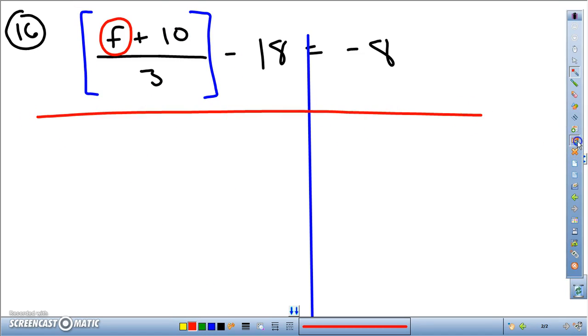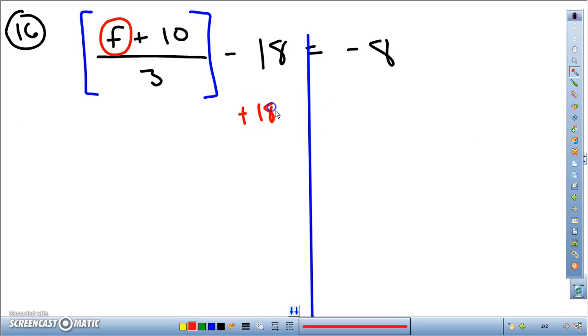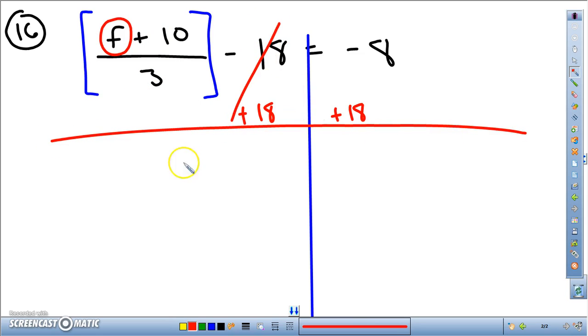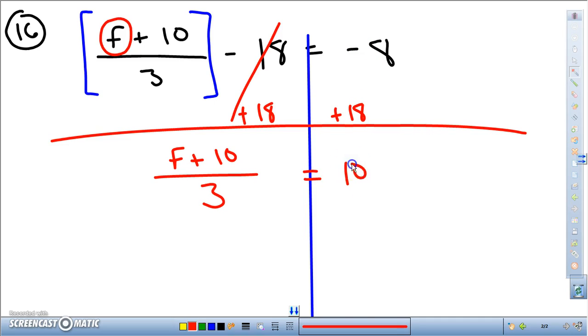And so I do that by adding 18 to both sides. And that's going to isolate my f plus 10 over 3. And so that goes away. My fractional value that includes the variable comes down. And then negative 8 plus 18 is a positive 10.